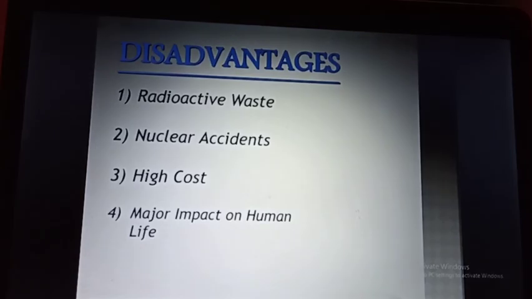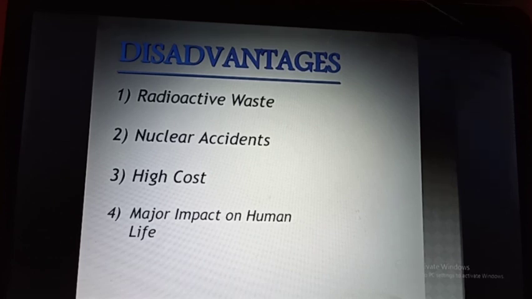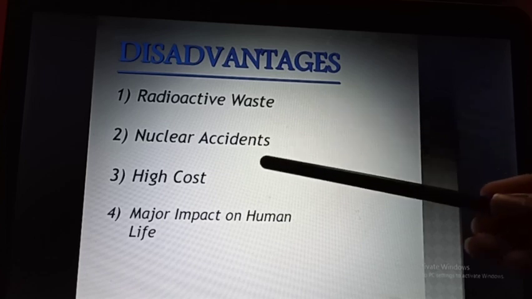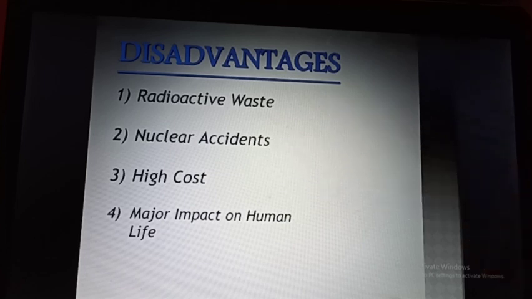So this is one of the disadvantages. The disadvantages are radioactive waste, nuclear accidents, and high cost, both to place a nuclear reactor and to generate electricity through nuclear reaction. The construction cost is very high, and there is a major impact on human life, just like Hiroshima and Nagasaki are suffering.